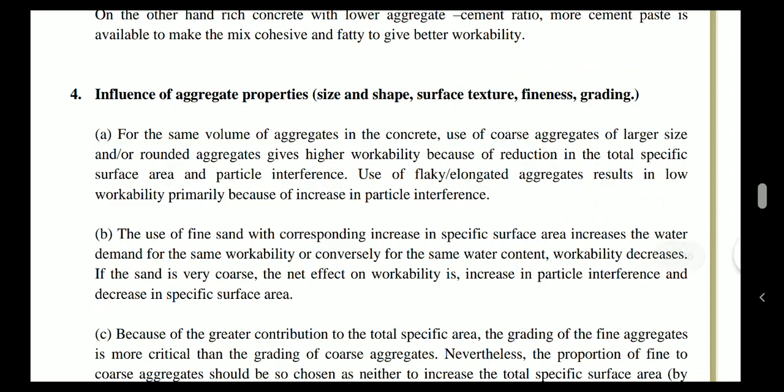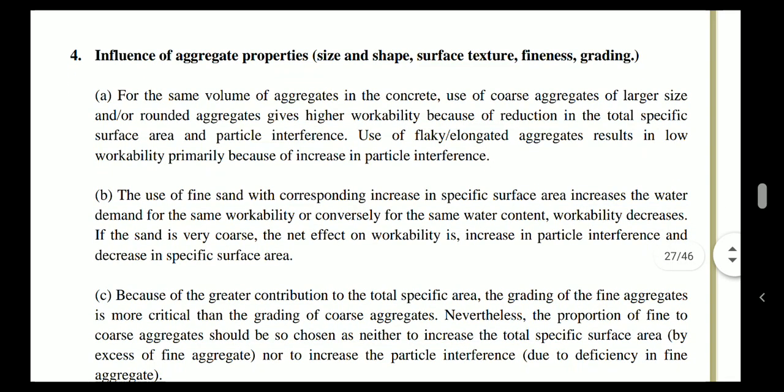Another point that affects workability is the influence of aggregate properties. Aggregate properties means the shape of the aggregate, its size, surface texture, fineness or grading. For the same volume of aggregates in the concrete, use of coarse aggregates of larger size, and preferably rounded in shape, gives higher workability because of reduction in total specific surface area and particle interference. If the aggregate is rounded, there will be minimum friction between them, so particle interference will be less. And if we use flaky or elongated aggregates, flaky and elongated meaning flat or long aggregates, it results in lower workability primarily because of increase in particle interference.